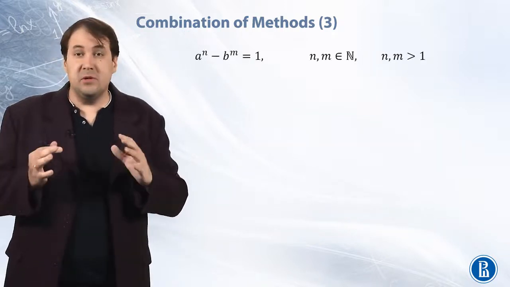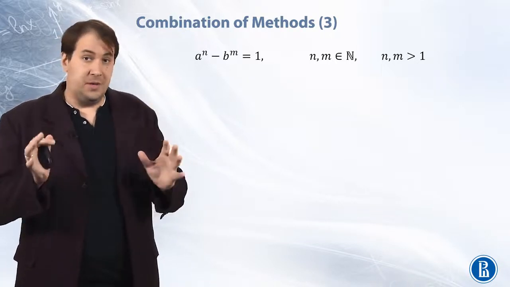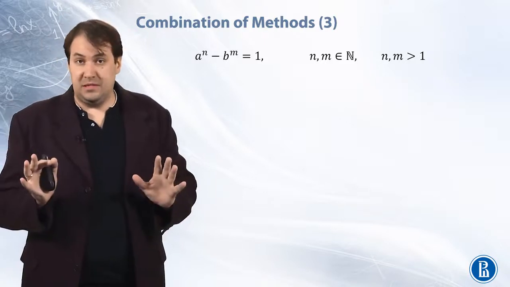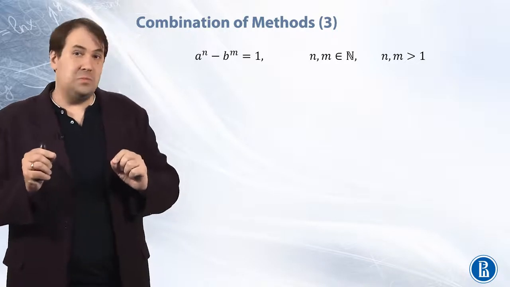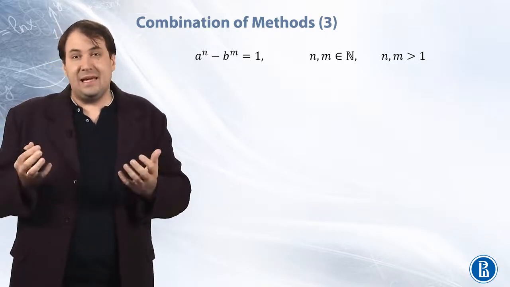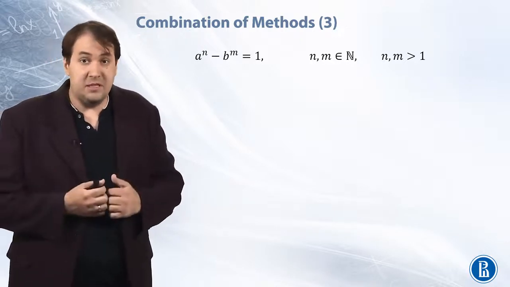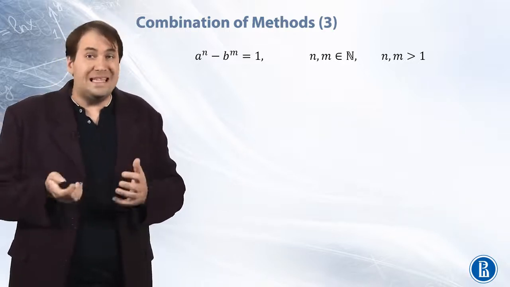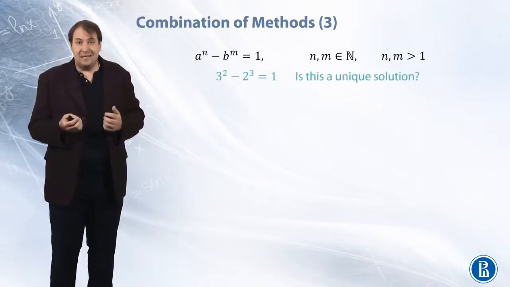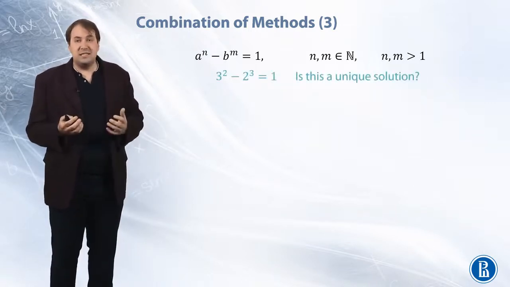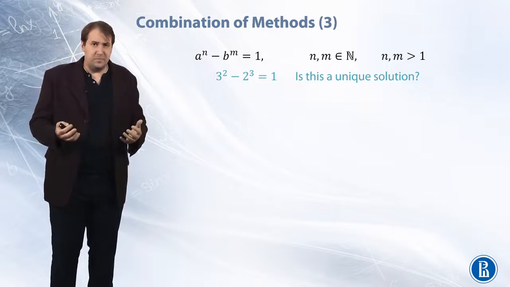Now let us consider a more general equation where we take two arbitrary powers of natural numbers, but real powers, which means that n and m, which are upper numbers, need to be greater than 1. And we ask ourselves and ask everybody whether there are such powers of natural numbers which differ by 1. Well, one such pair of powers we already know. It's 9 minus 8 equal to 1. But the question is, is this a unique solution? Are there any other solutions?